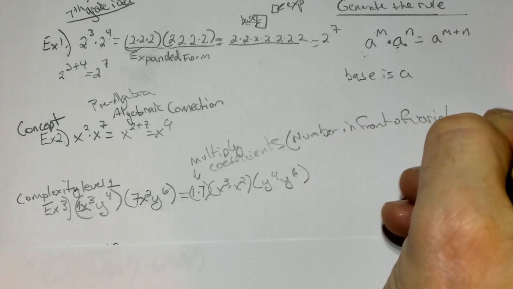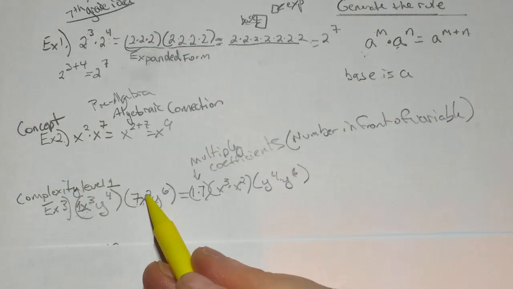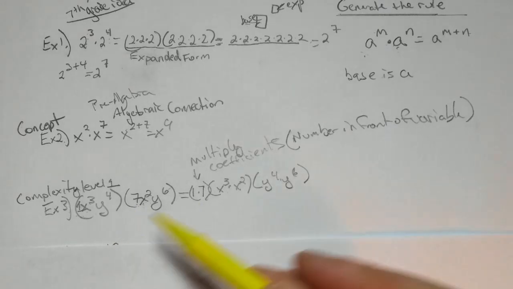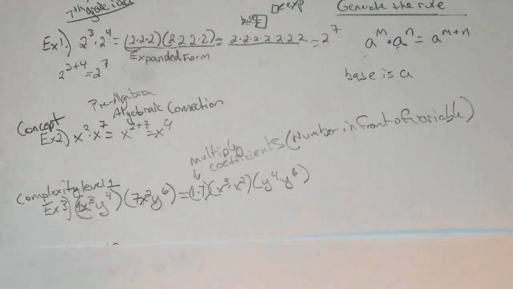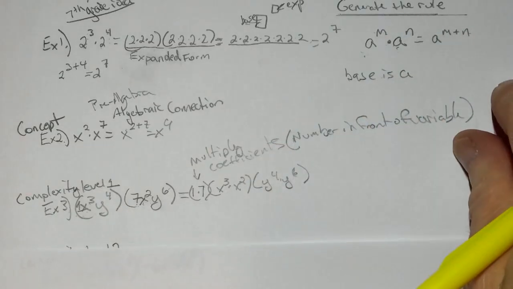Coefficients are just the numbers, the number in front of the variable. That's all it is. It's just a number in front of a variable. So the coefficient of this x to the 2nd power, or x squared, is a 7. And it just tells me how many of the situations that I would have. We'll talk about that in another video. I want to just keep on topic here and get through how to finish this.